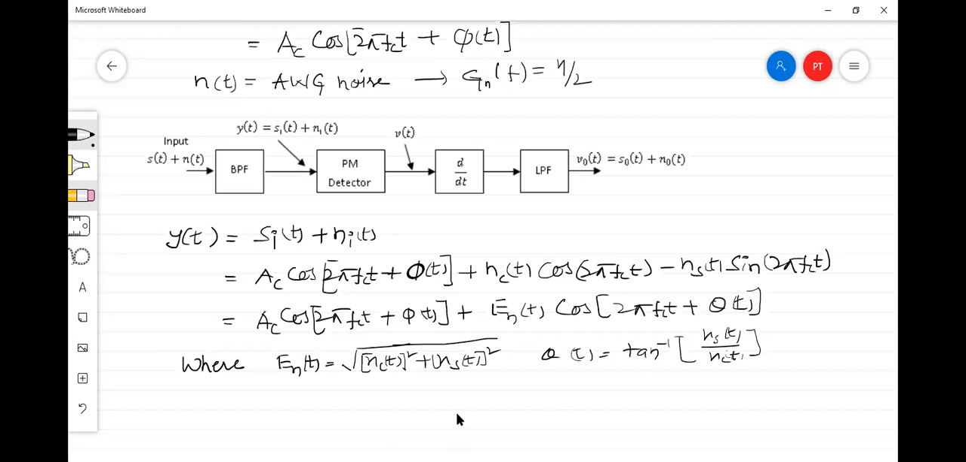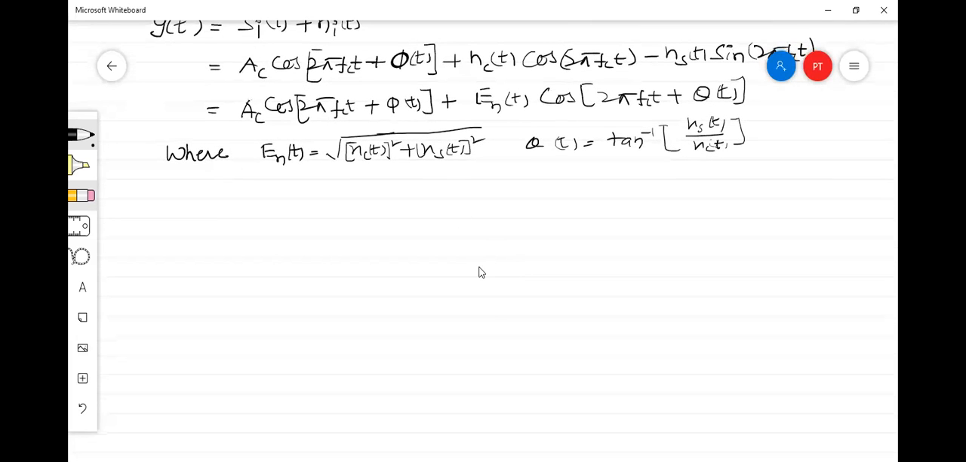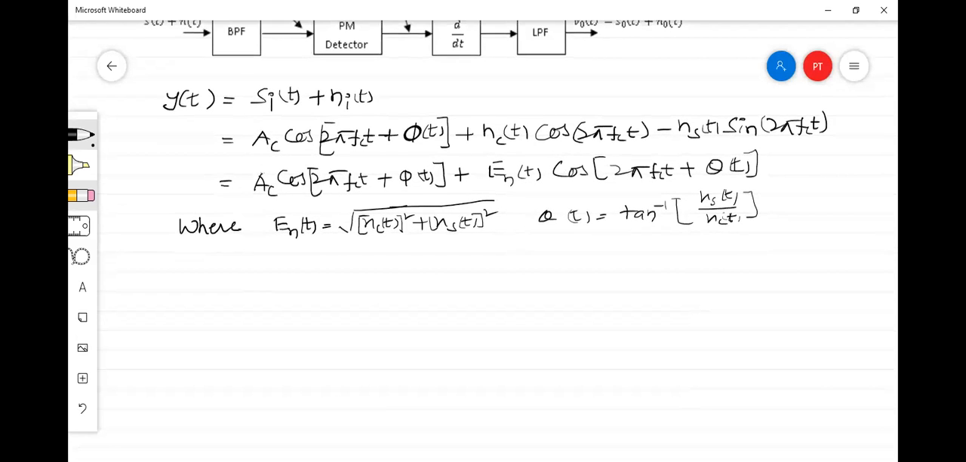Now, why have I written noise also in the same form, which looks like an FM signal? If you represent it in this way, we can easily add these two by using the phasor concept. We can think of this as one phasor and this as another phasor. By using a phasor diagram, we can easily add these two. For that matter, we are representing this form. Now how to add these two? For that, let us take a phasor diagram.